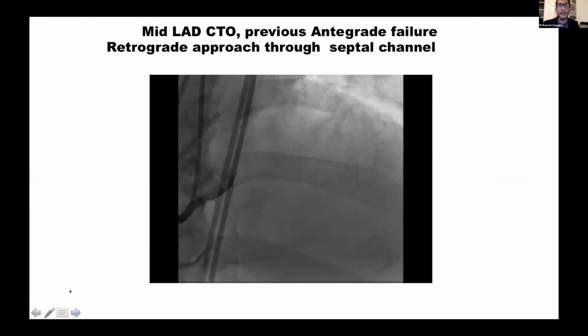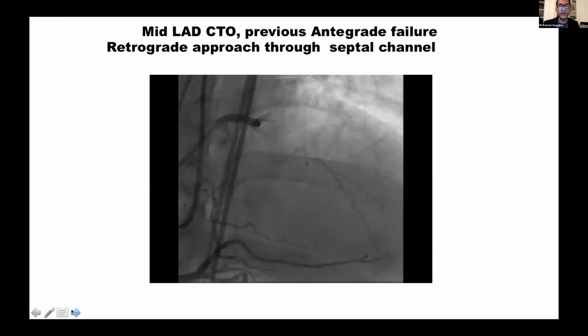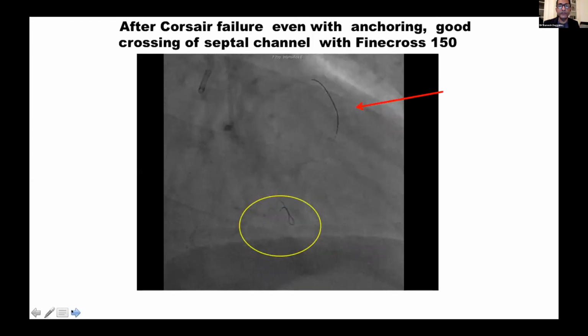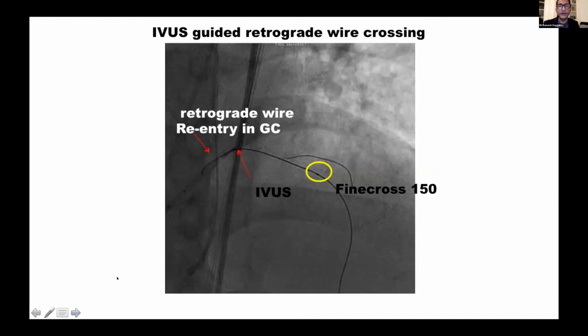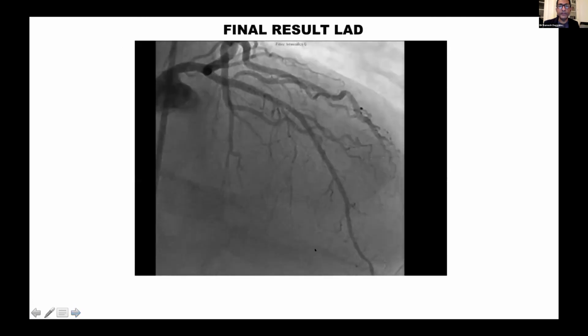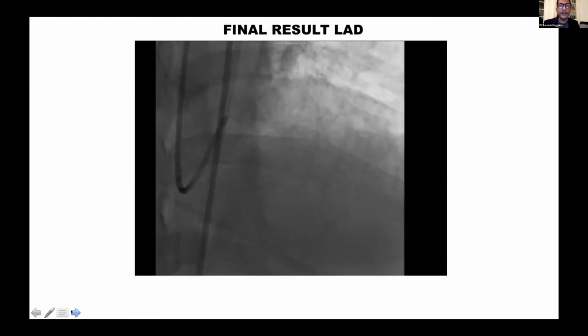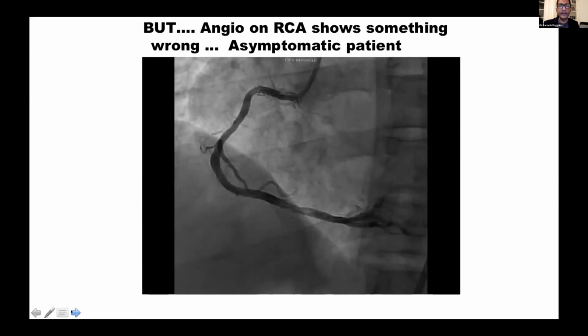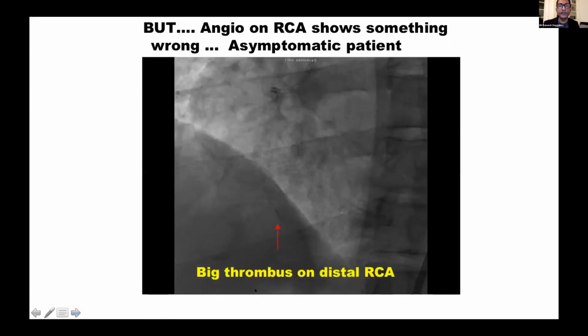So this is another mid-LAD CTO successfully performed. You can see there is a balloon in the RCA, and everything was done well. The LAD was being concentrated on. As you can see, people are concentrating on the LAD. And at the final injection of the right, there is a thrombus in the distal right.